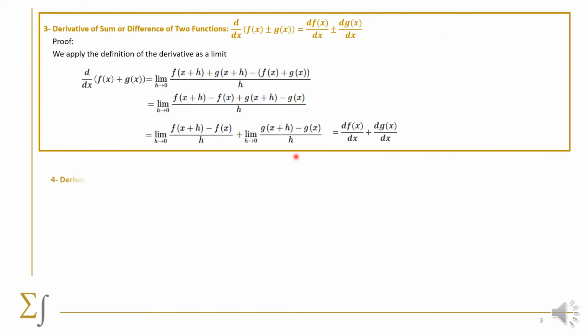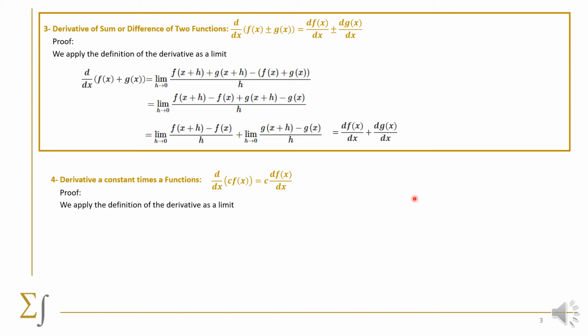Next, we take the derivative of c f of x, where c is a constant. This is equal to c df by dx, as if we're taking the constant outside the differentiation sign. So now let's see how we can prove this.